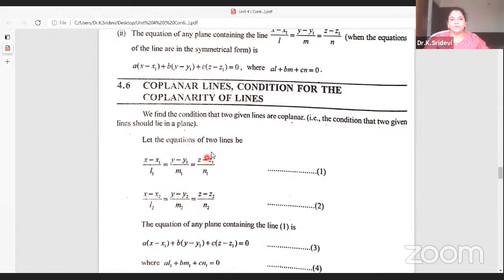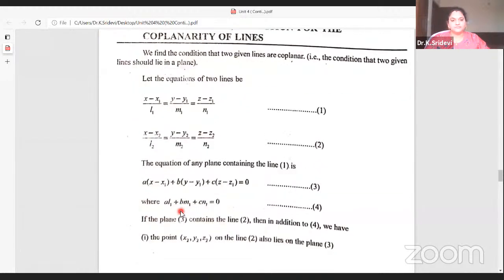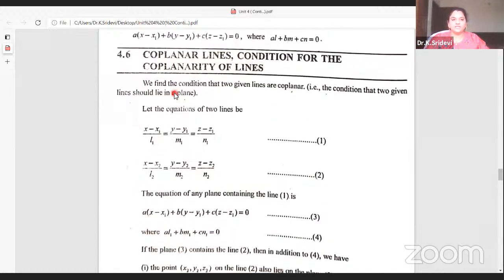Here, what is our problem? We find the condition that two given lines are coplanar. So now here we are going to find the condition that these two given lines are coplanar. Coplanar means definitely these two lines should lie in the same plane. Now, what is the condition? Let us see that the equation of any plane containing the line 1 is this one. Just now we have seen the result.